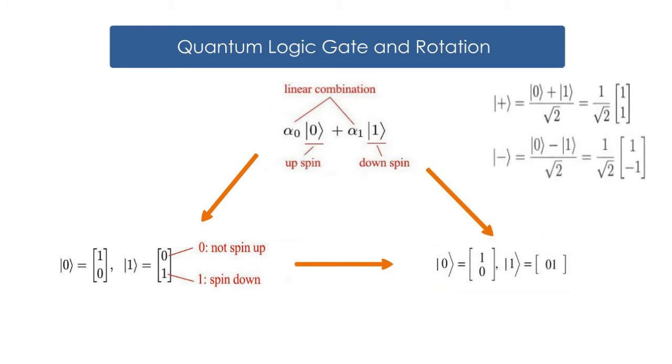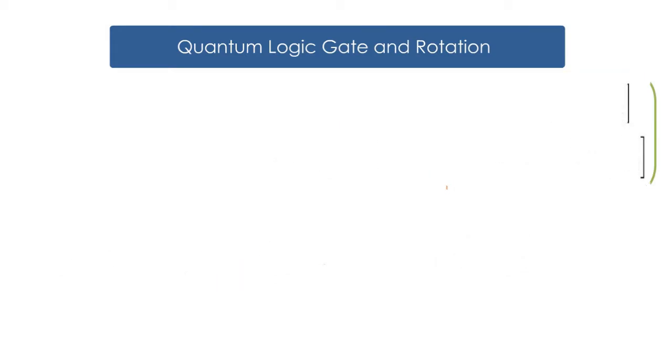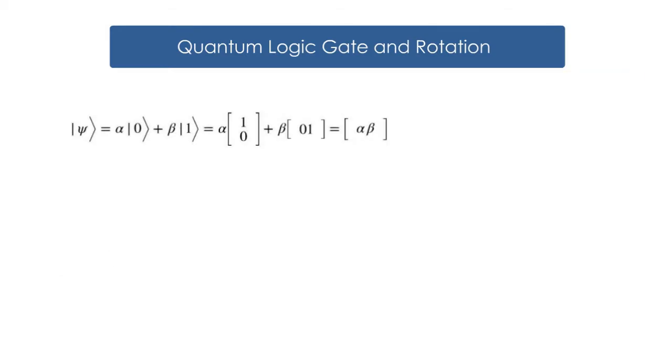Here are some more superposition states and the corresponding matrix. This data is called a quantum state and is mainly represented by a vertical vector and can be defined using up spin and down spin states, which is called a state vector. And the psi state vector can also be represented using this equation.